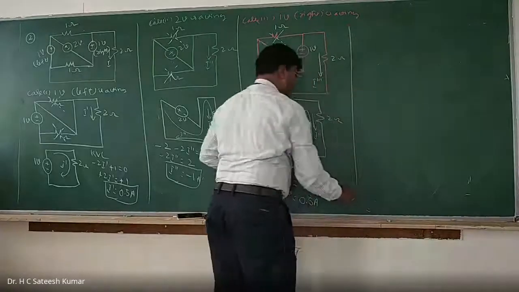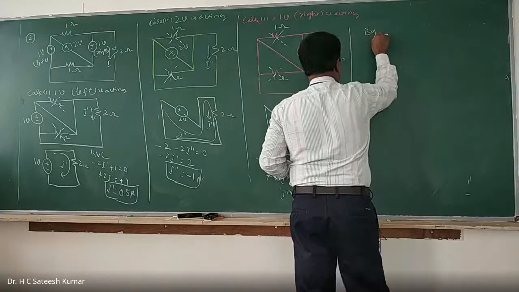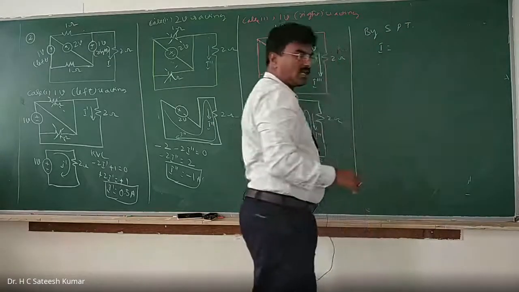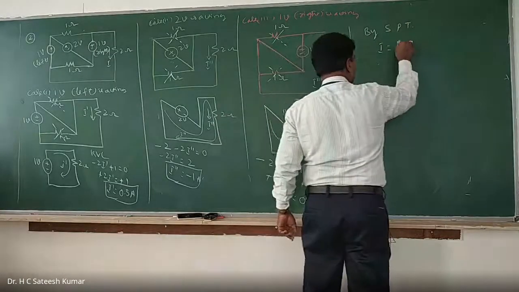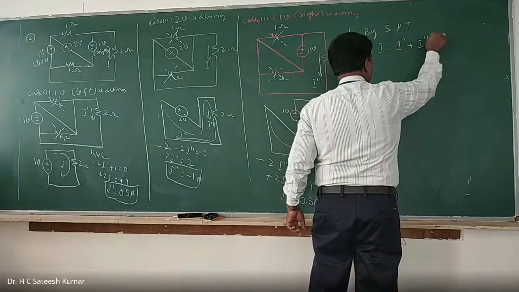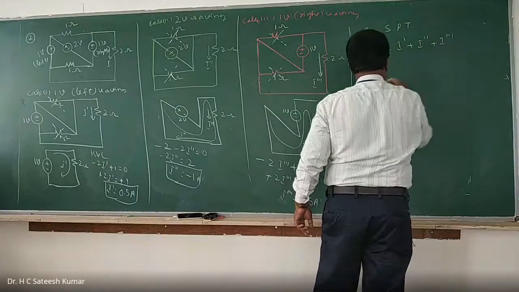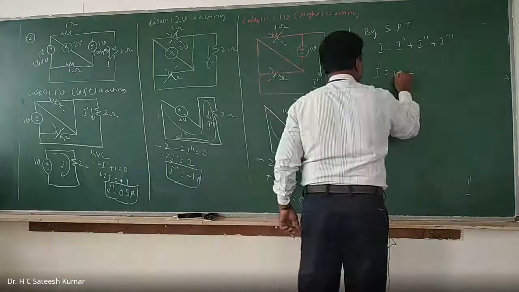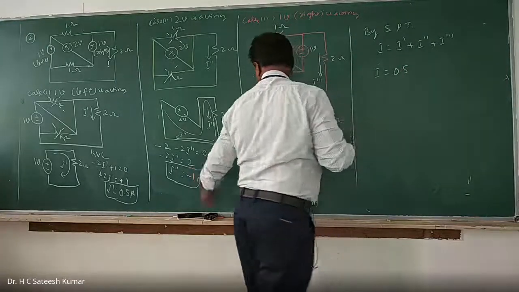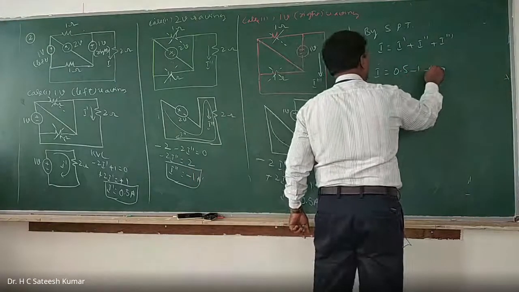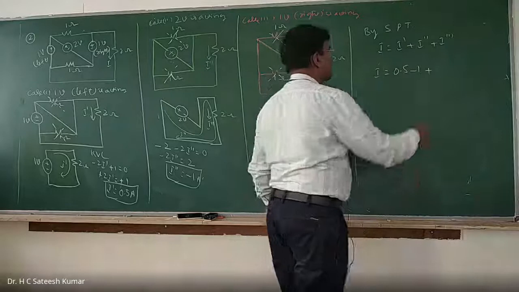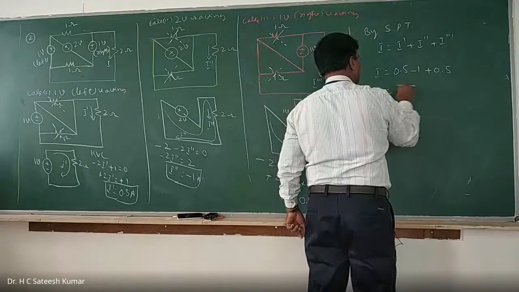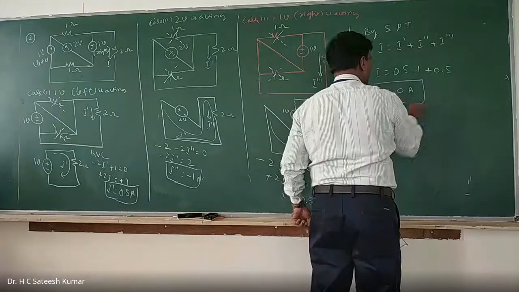Now you apply the superposition theorem. By superposition theorem, I is equal to the response when all the sources are acting, which is equal to the sum of the responses I dash plus I double dash plus I triple dash. I dash is how much? 0.5. I double dash, minus 1, plus I triple dash, 0.5. So the answer is 0. I is equal to 0 amps. See that peculiarity of the problem.